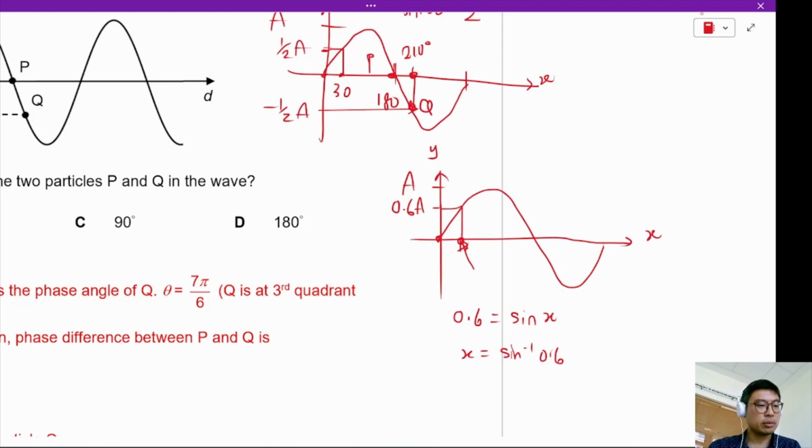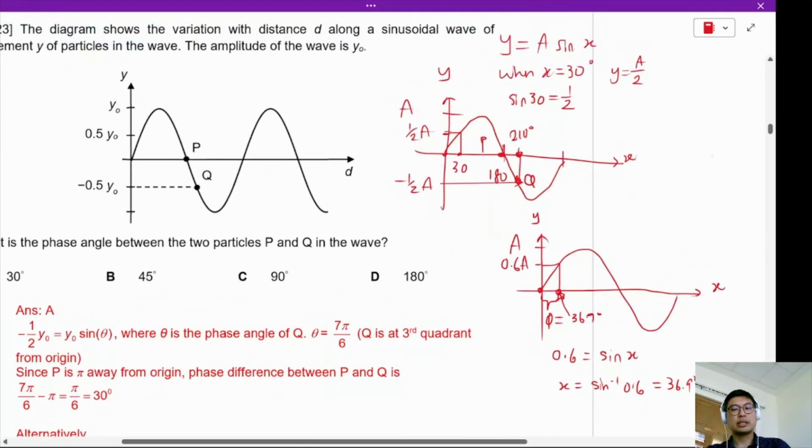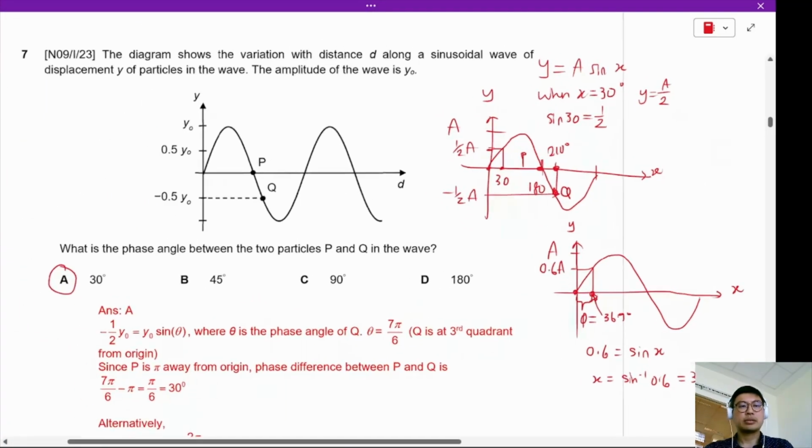And that should give you 36.9 degrees. So therefore this point is 36.9 degrees. So the phase difference between these 2 points, phi, will be equal to 36.9 degrees. Okay, so it's as easy as that. All right, so that's question 7.